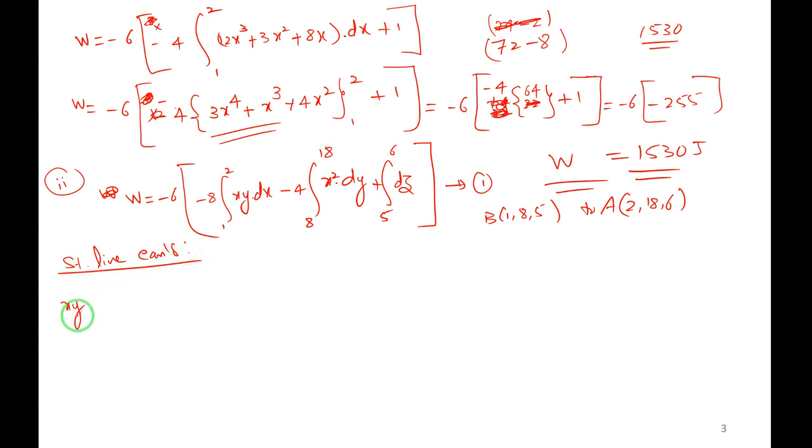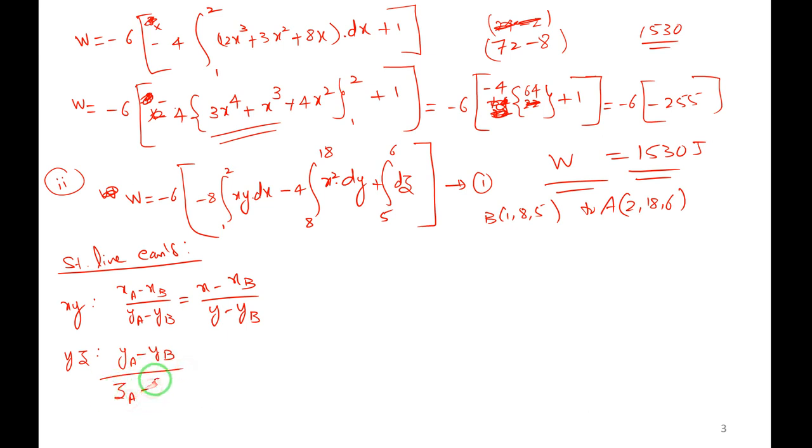So I can use two sets of straight line equations: xy and yz. Zx I will not take. You can use any two sets of straight lines. So xy: xa minus xb divided by ya minus yb is equal to x minus xb divided by y minus yb. This is the first set of straight line equations. The second set, relating y and z: ya minus yb divided by za minus zb is equal to y minus yb divided by z minus zb. First we'll make use of the first set. Here are the coordinates of B, xb, yb, zb, and the coordinates of A, xa, ya, za.